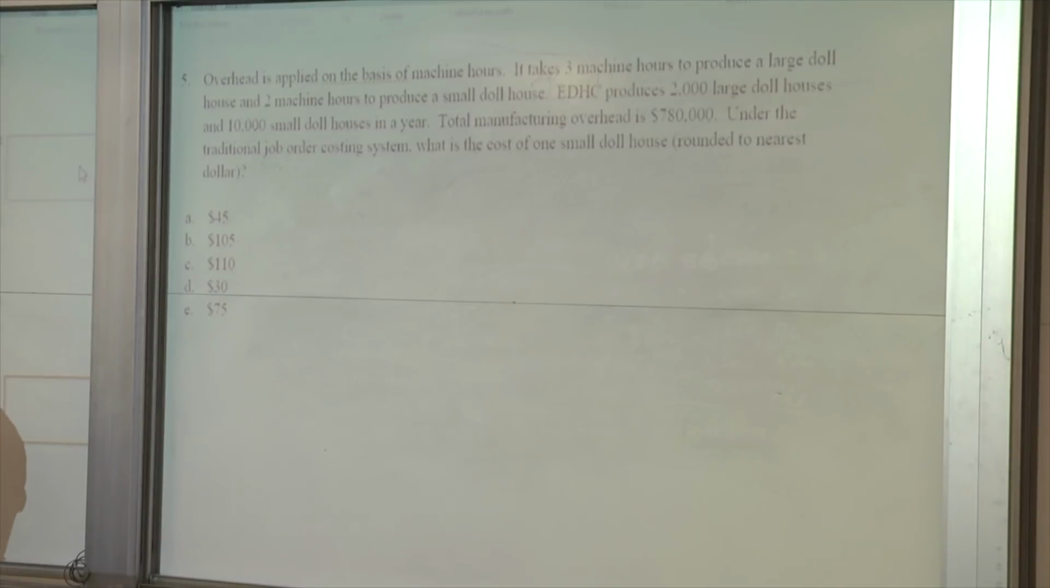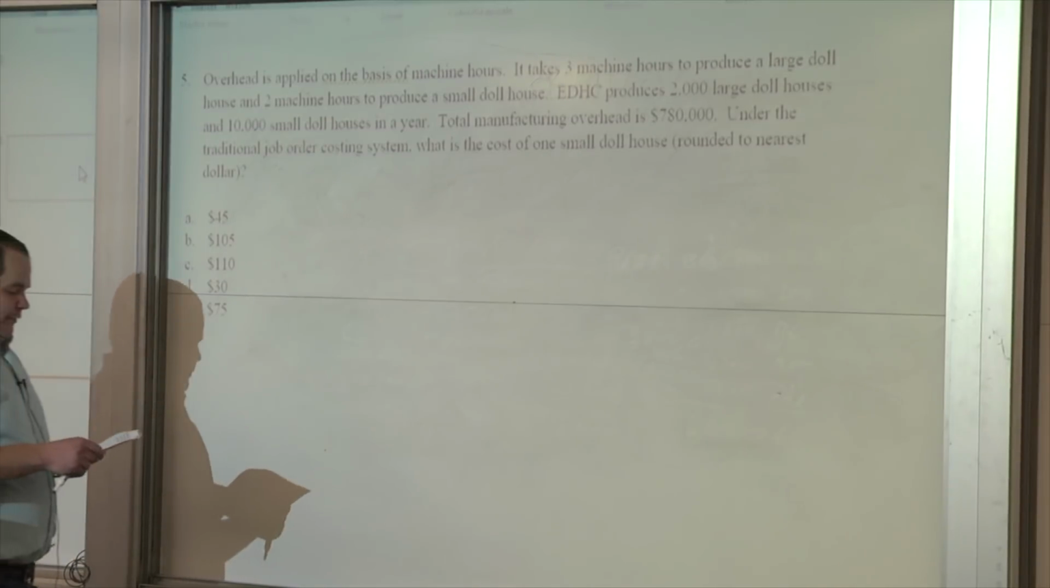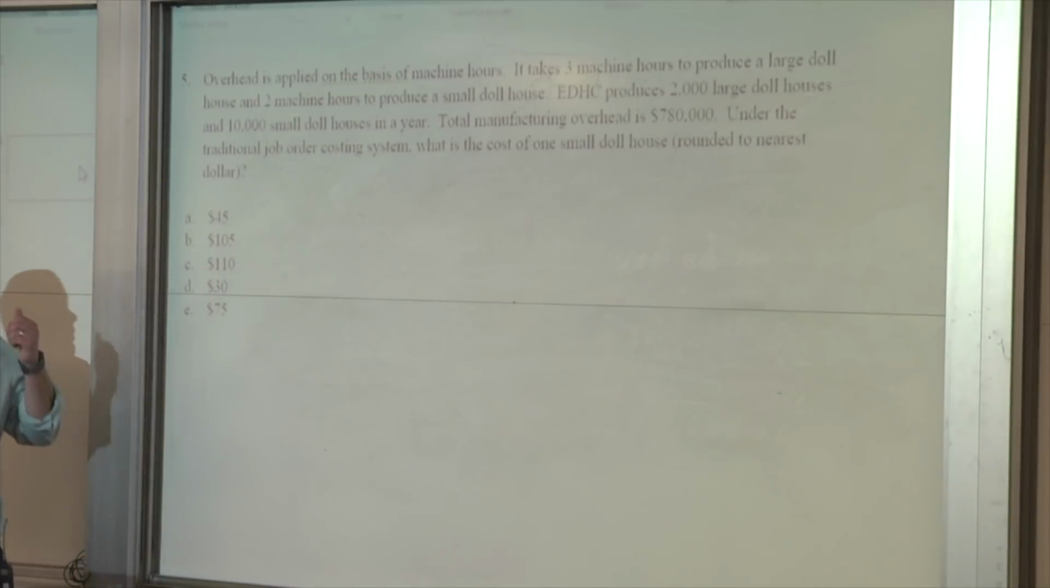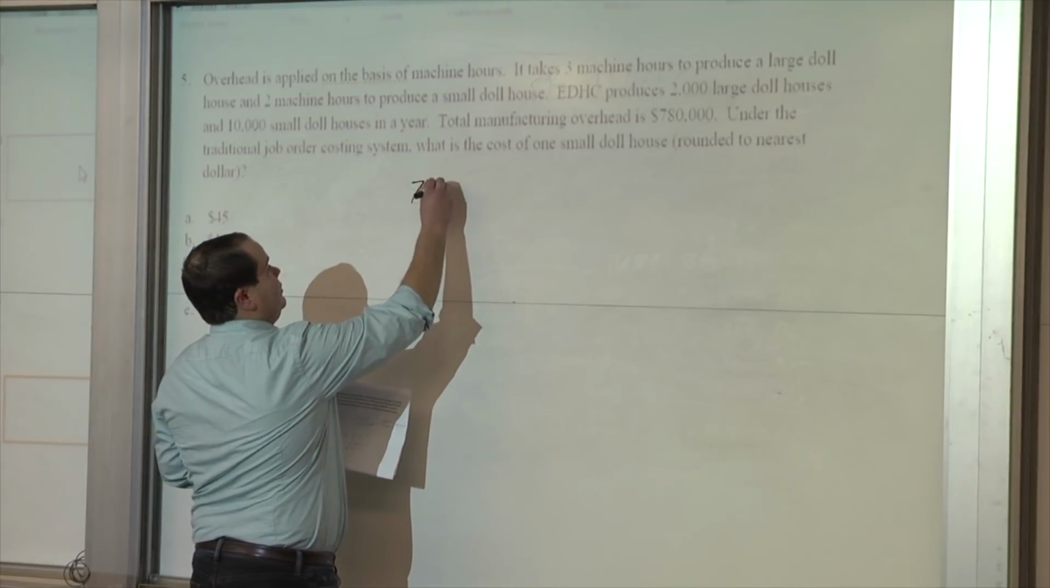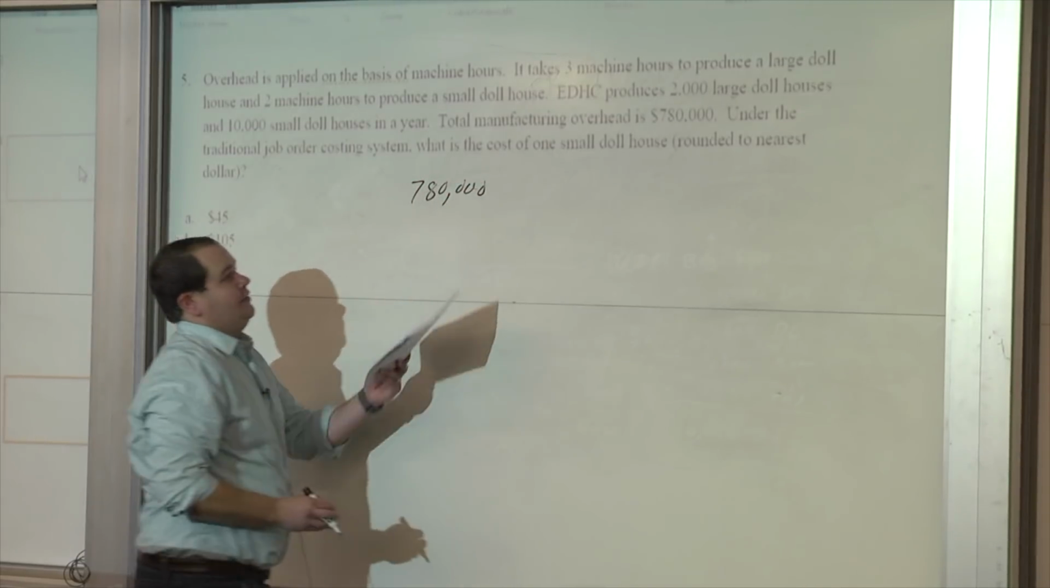All right. So basically what this is going to turn into is we're going to compare the costs doing it the traditional way with our predetermined overhead rate versus doing it based on activity costing. So question 5, we do it the normal way, and then question 6, we'll do it activity based. So let's start with the simple one. Question 5, how are we going to apply the overhead? They're asking about small dollhouses. But first we need to figure out the total overhead that's going to be applied to all of this. They tell us $780,000.